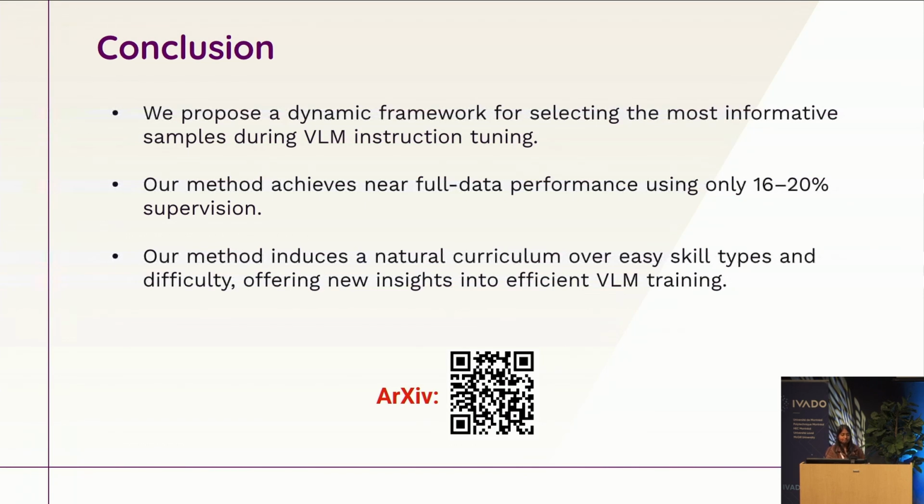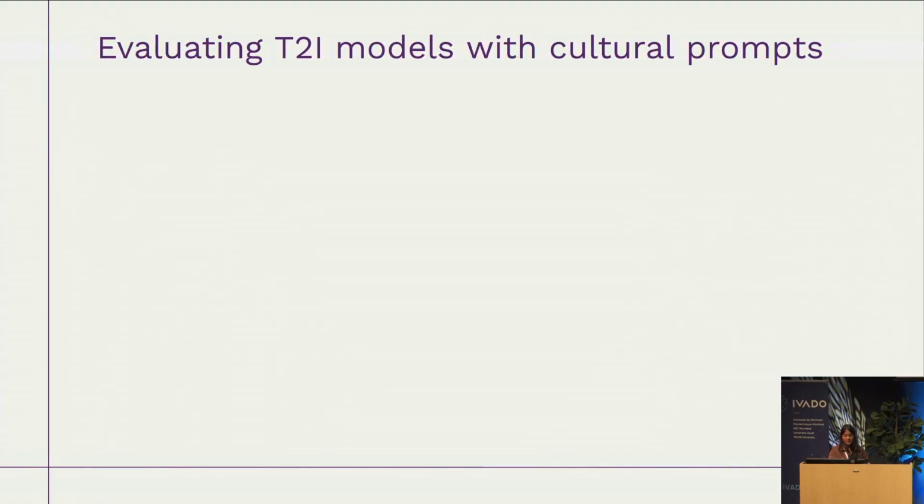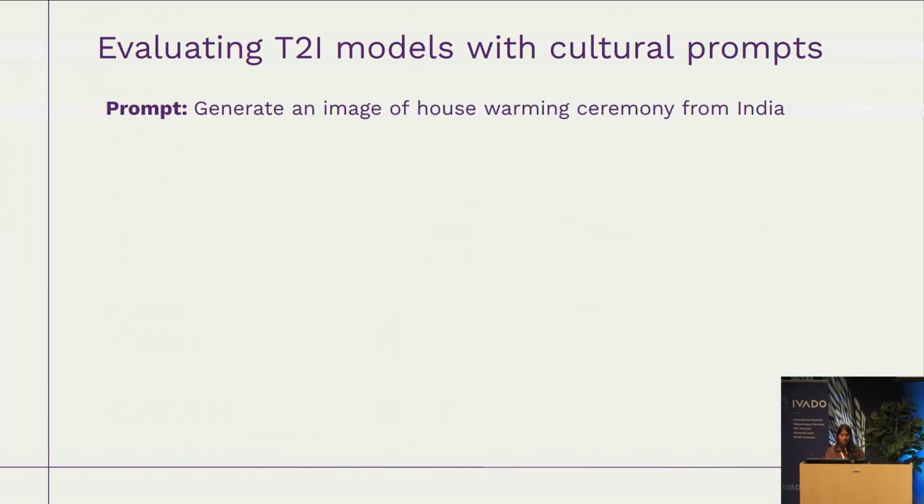All right, so with that, let's move on to the third part of my talk, which is how do we assess to what extent the behaviors or predictions of multimodal models are aligned with human expectations. So here we are going to look at text-to-image models, so image generation models, and we are going to look at their alignment with respect to cultural prompts. So what do I mean by that?